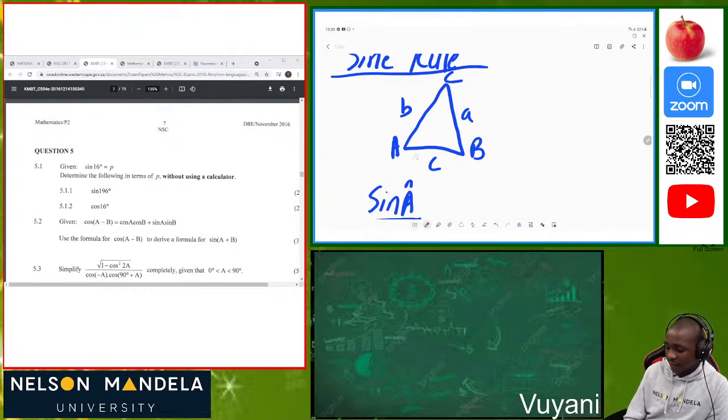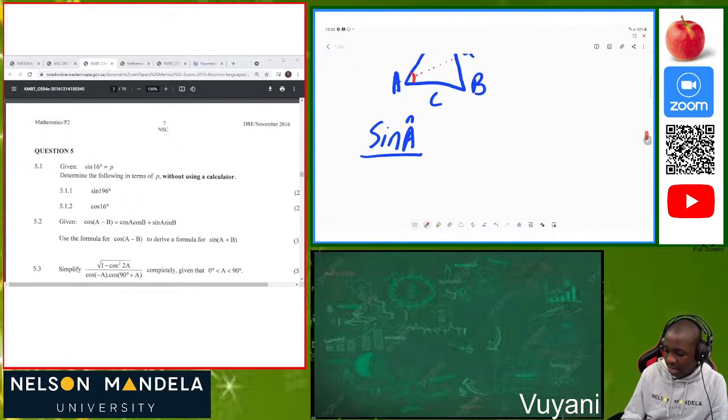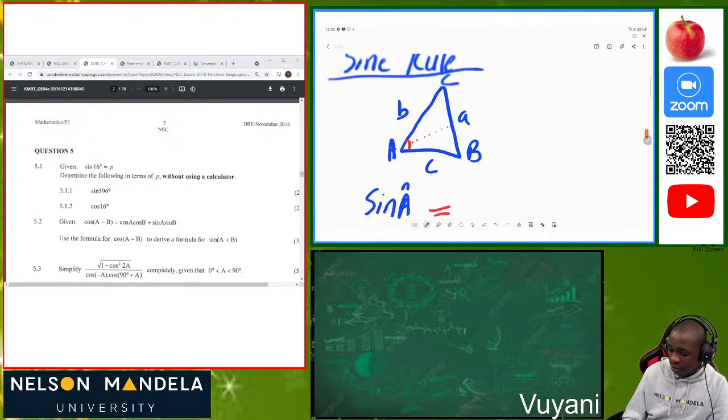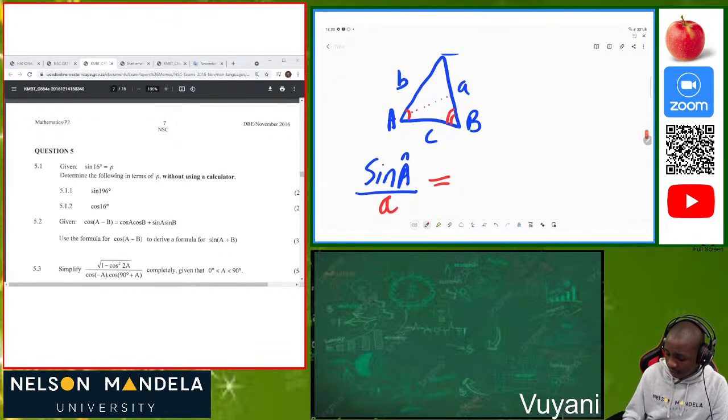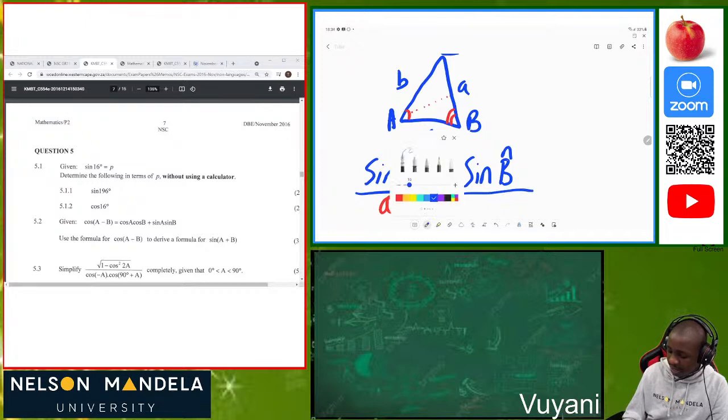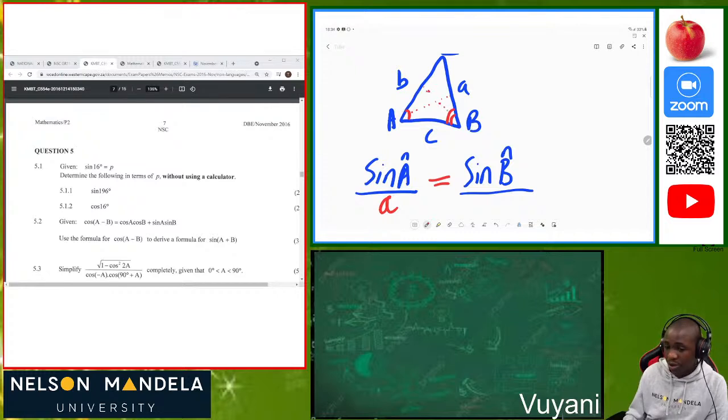Now, when we say sine of A, this is our A. We take it with our small letter a, the opposite side. So sine A over small letter a is equivalent to, when we take angle B, sine of angle B divided by, we do the same thing again, the opposite side of the angle which we are talking about. So this will be our small letter b. They are all equivalent.